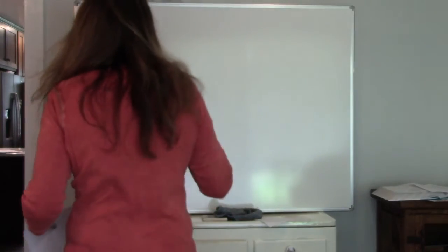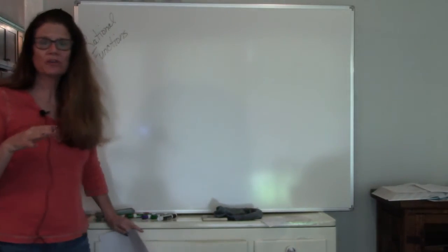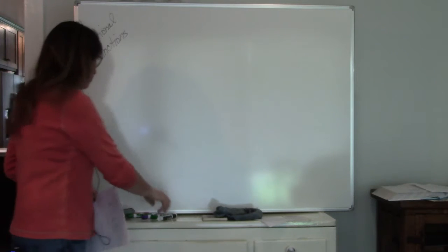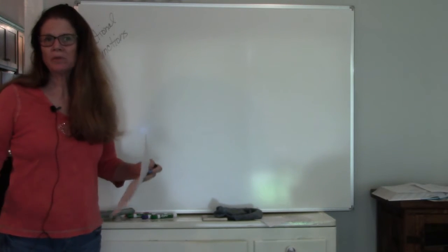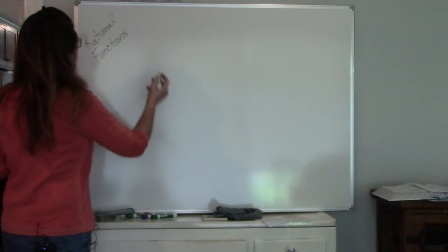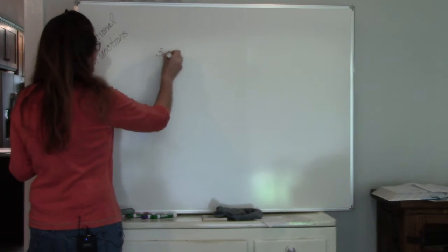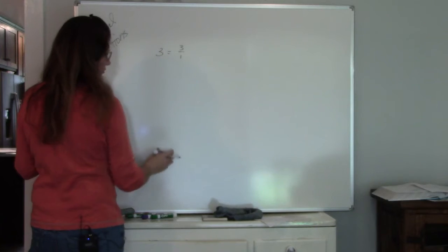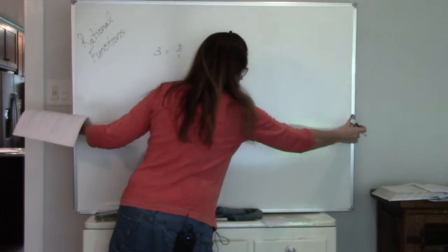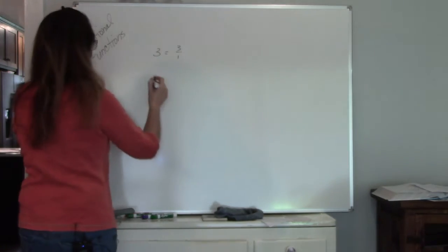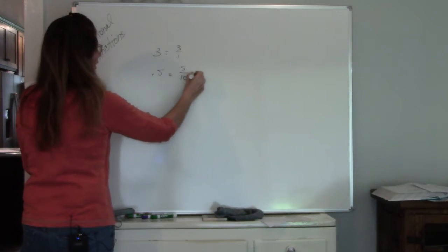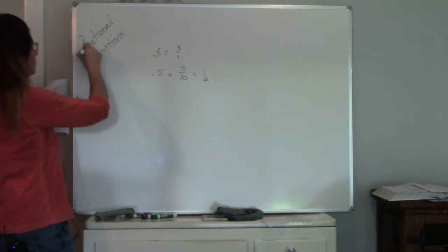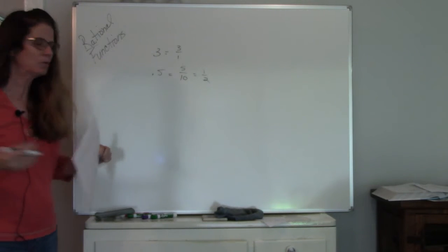All right, so now we're going to, again, just scratch the surface on rational functions. A rational number is any number that can be written as a fraction. For instance, 3 can be written as a fraction as 3 over 1. 0.5 can be written as 5 over 10 or 1/2. So a rational is just something that can be written as a fraction.